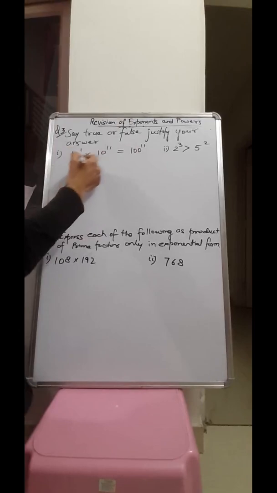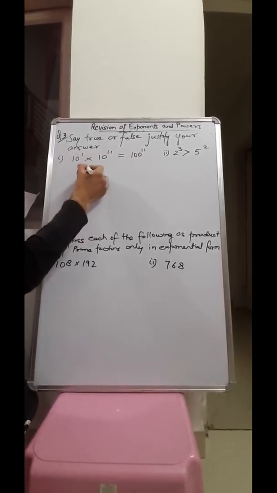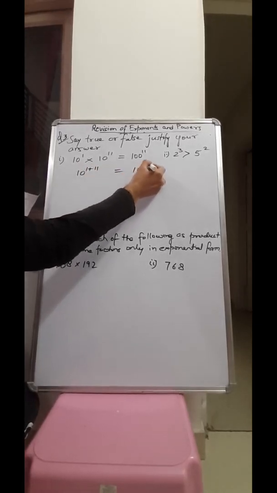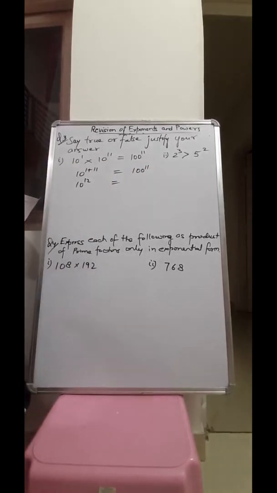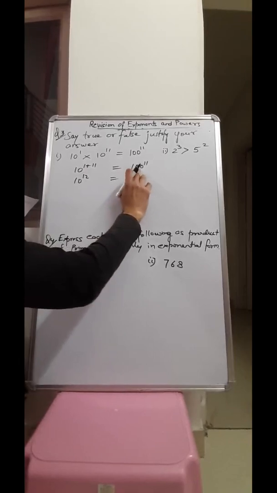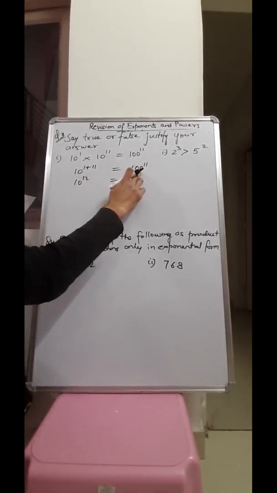So here it is 10 raised to power 1 multiplied by 10 raised to power 11. The base is the same, so the powers get added on the left hand side. So it will be 10 raised to power 12, and here it is 100 raised to power 11. 100 raised to power 11 means here the base is 100, but on the left hand side it is 10. We all know that 100 is a power of 10.